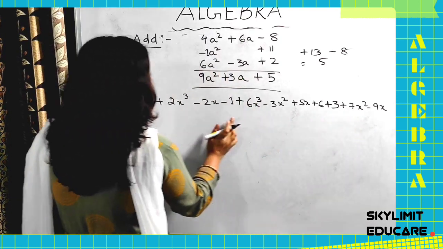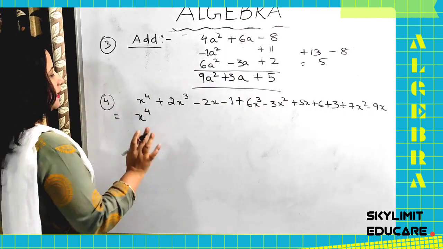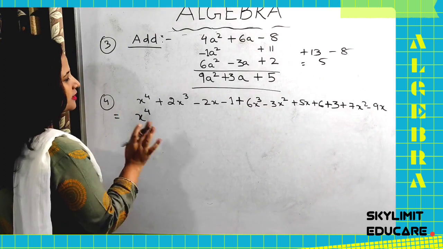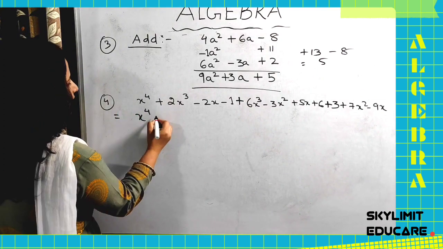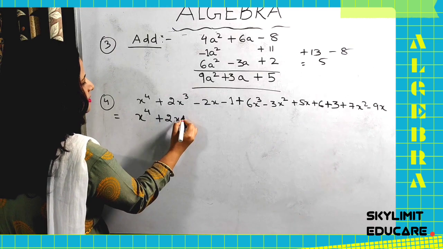No, I don't have any more x. So x to the power 4 is single. It's only the single term here. It is not having any like pair. So now let's write down 2x cube.